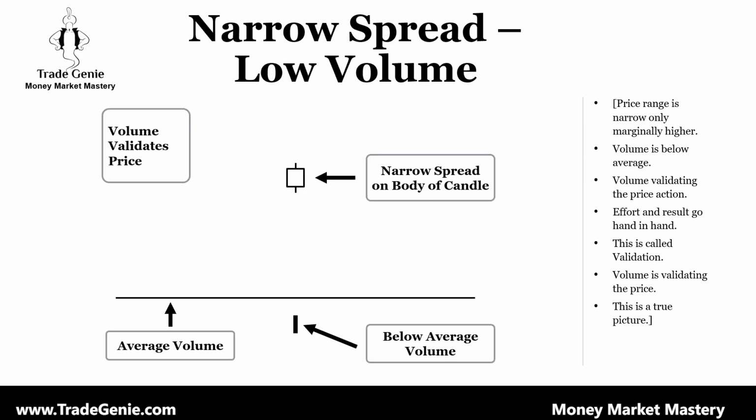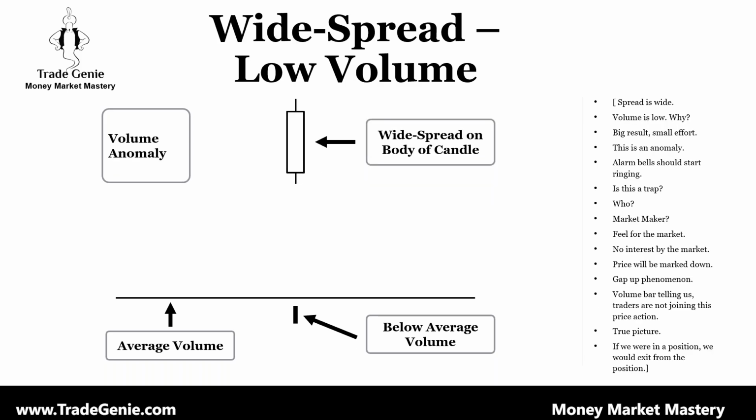Now here's another chart. You see the bar is small, and the volume is small. If the bar is small and the volume is small, the volume validates the price. So this is okay. If this is a bullish bar and the volume is low, this is still okay because both are matching. If it's below average volume, the price action is validating. The volume is validating the price, so there is no anomaly here. Validating.